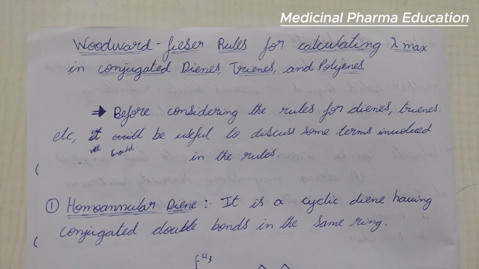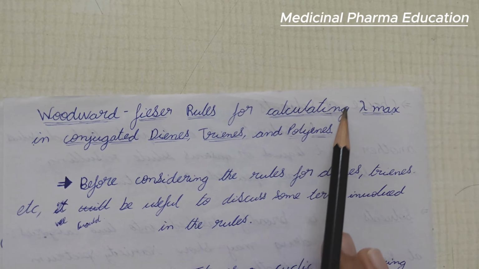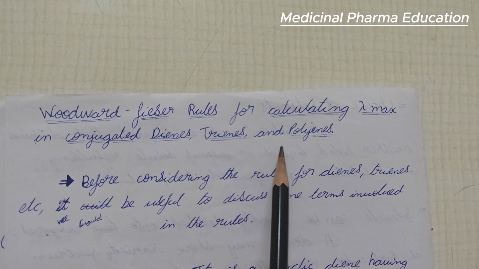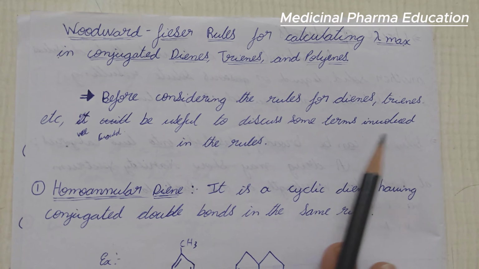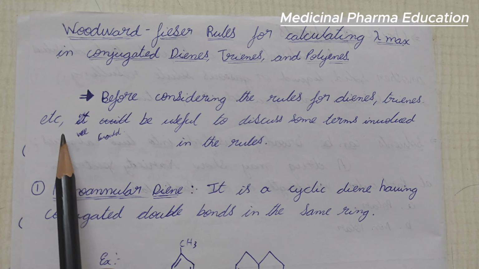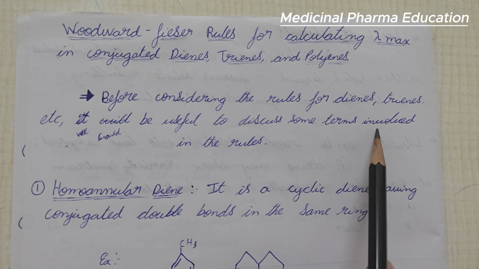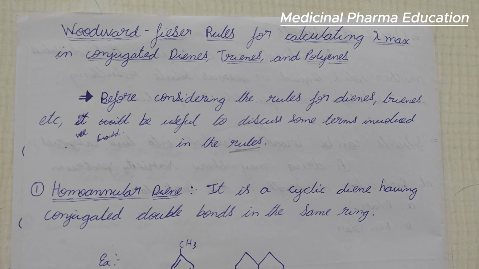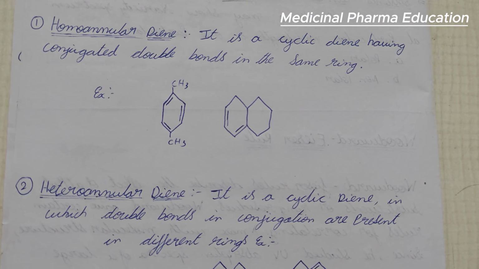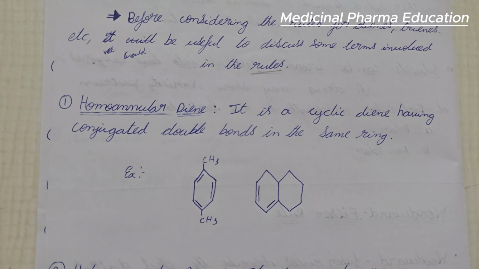You can understand it very easily. I'll explain it in very understandable language. Woodward-Fieser rules for calculating lambda max in conjugated dienes, trienes, and polyenes. Before considering the rules for dienes and trienes, it is useful to discuss some terms involved in the rules: homoannular diene, heteroannular diene, endocyclic double bond, and exocyclic double bond. What are these terms, and what are the values for them?